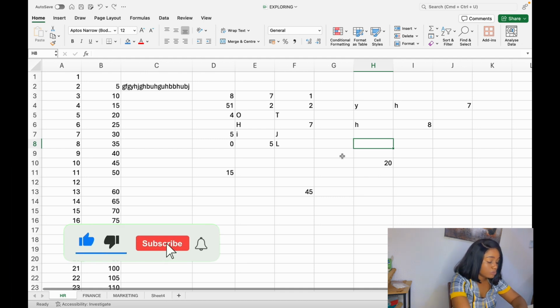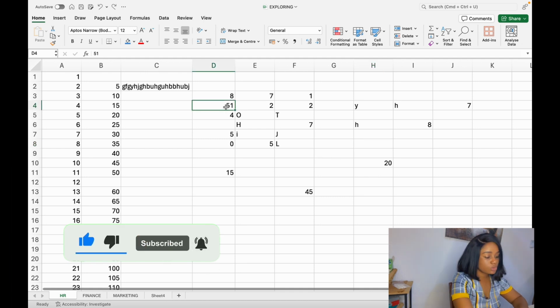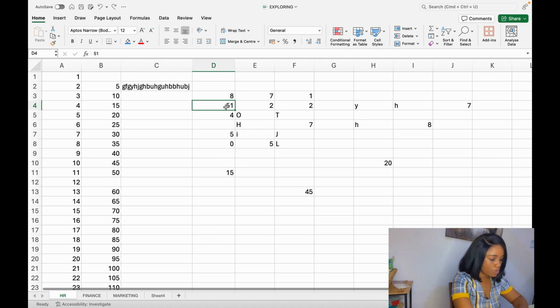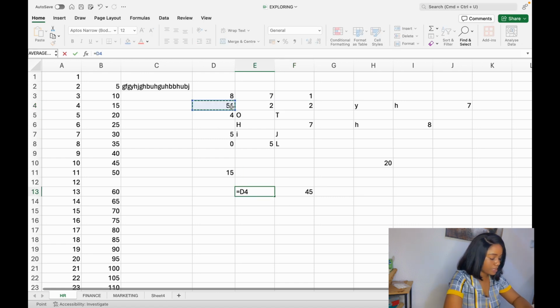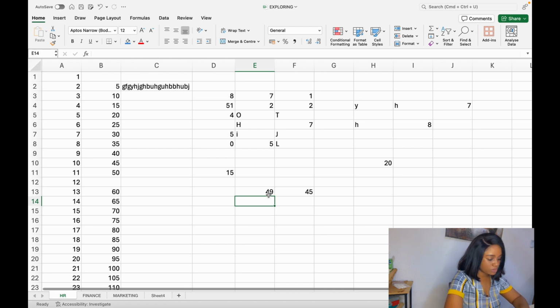Great. Now let's move ahead and try the subtraction. So basically, I'm trying to pick cell D4, which has the content or the number 51, and cell F4, so D4 minus F4. And let's place the results in E13, D4 minus E4, enter. It gives us 49, which is true because 51 minus 2 is going to result in 49.